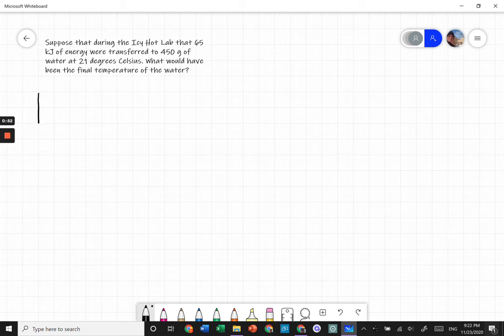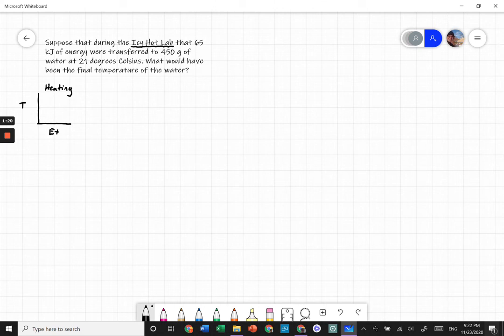So I'm going to start off by drawing a blank curve, and then we're going to read through the question and see what information we can see to see if this is going to be heating or cooling. Suppose that during the icy hot lab, we should know that that is going to be a heating curve. But if we had never seen the icy hot lab before, we can keep reading through the question and see if there's any other information that can tell us this is heating up.